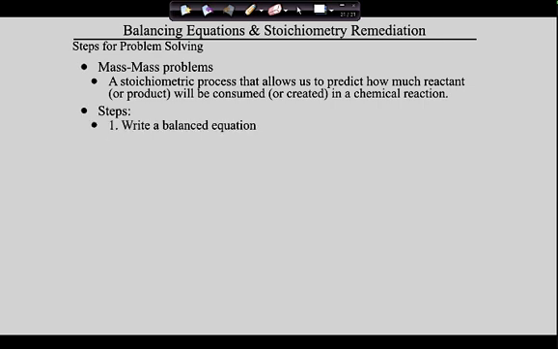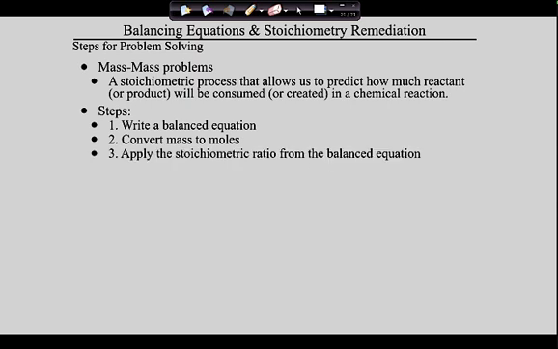To solve these, the first thing that we need is a balanced equation. Once we've written a balanced equation, the next 3 steps, which are the mathematical steps, are always the same. We'll take a mass and convert it to moles. We'll then apply the mole-to-mole ratio from the balanced equation, and then we'll convert moles to grams. You'll notice that these problems start with a mass and they end with a mass. That's why we call them mass-mass problems.